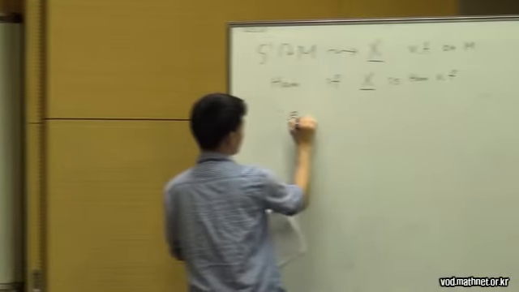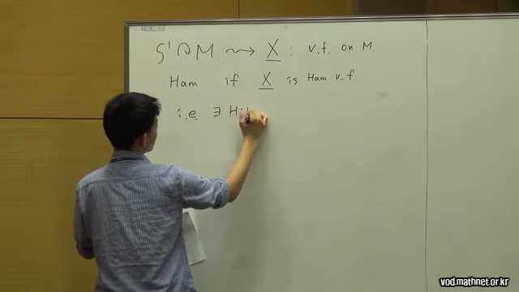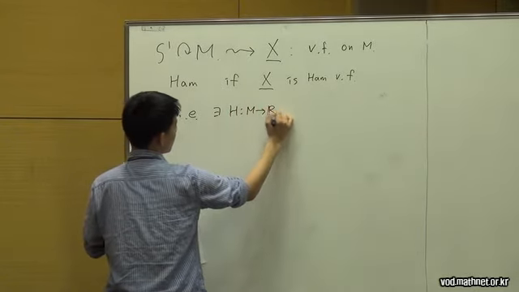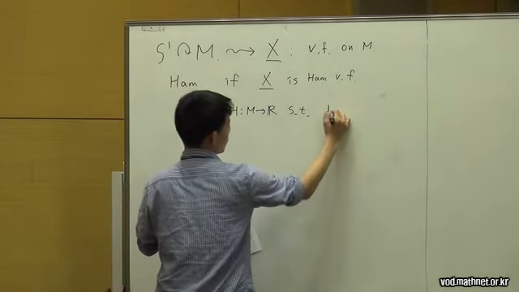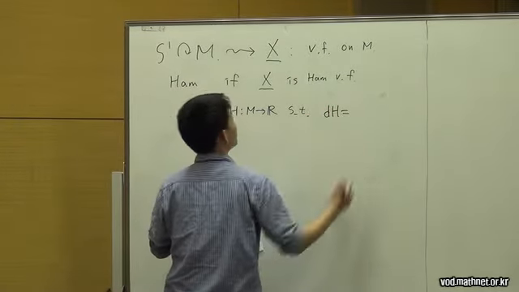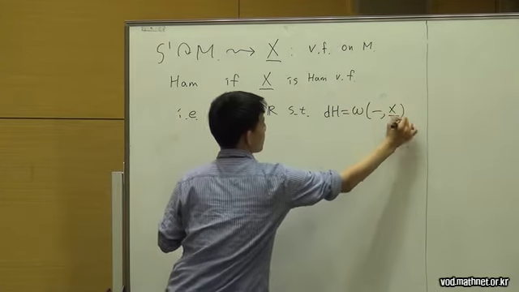Equivalently, this means that there is a real valued function H such that dH is equal to omega of X bar.